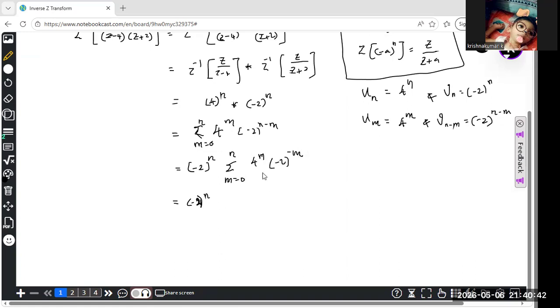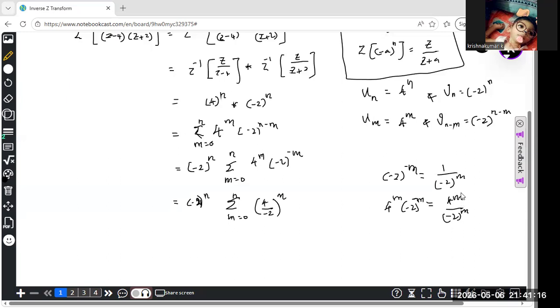So therefore, this can be written as summation m equal to 0 to n of (4 by minus 2) whole power m. Because (minus 2) power minus m is equal to 1 by (minus 2) power m. And 4 power m into (minus 2) power minus m can be written as 4 power m divided by (minus 2) power m.